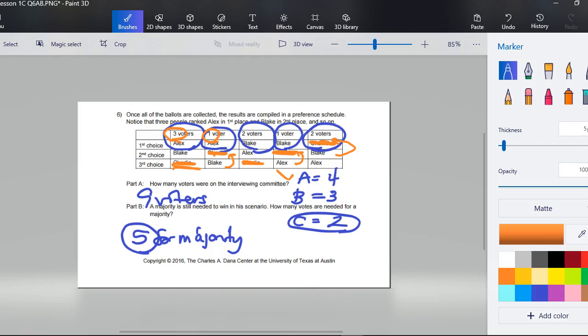But now Blake has 1, 2, 3, and he just got those. So Blake now has 5. With Charlie's votes gone, we now have a clear winner. Looking at part E, how many first place votes do we now award to the 2 remaining candidates? You see Alex with 4 and Blake with 5. Who wins the election? Blake wins the election.